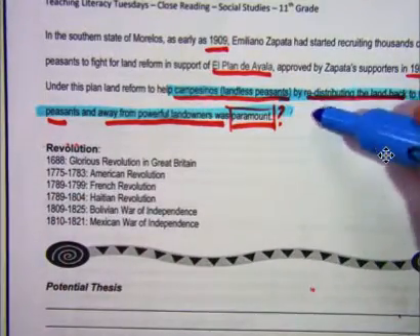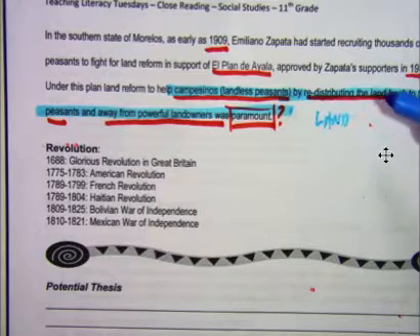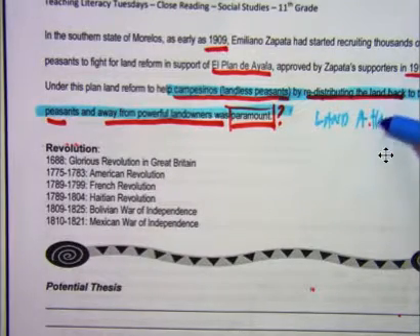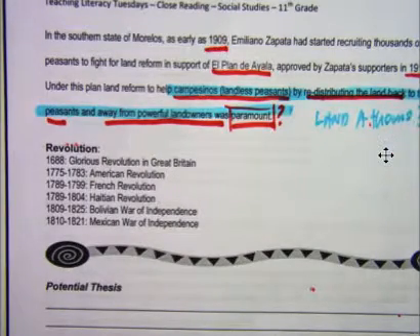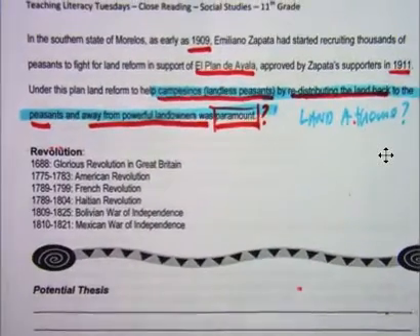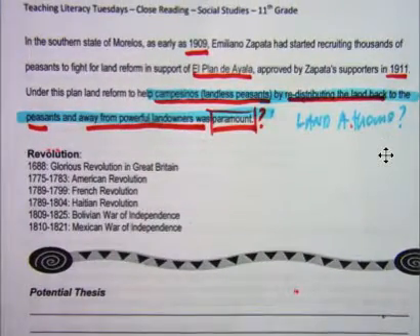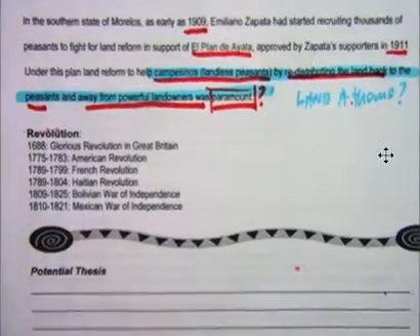So I need to know, is land a theme of those other revolutions? Because if it is, I can make a comparison. If it's different, I can say that this is why they're not the same.